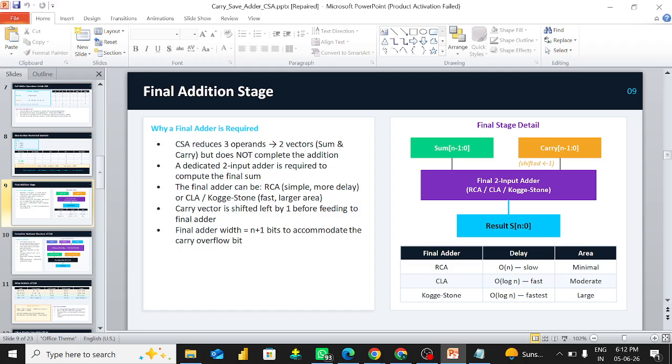Okay, so before that I said CSA is not going to produce the final result, right? Why? Because the job of CSA is only to produce the sum bit and carry bit. Okay, now we add the sum bit and carry bit, so we are going to use another adder, a final adder which is going to add this sum bit and carry bit.